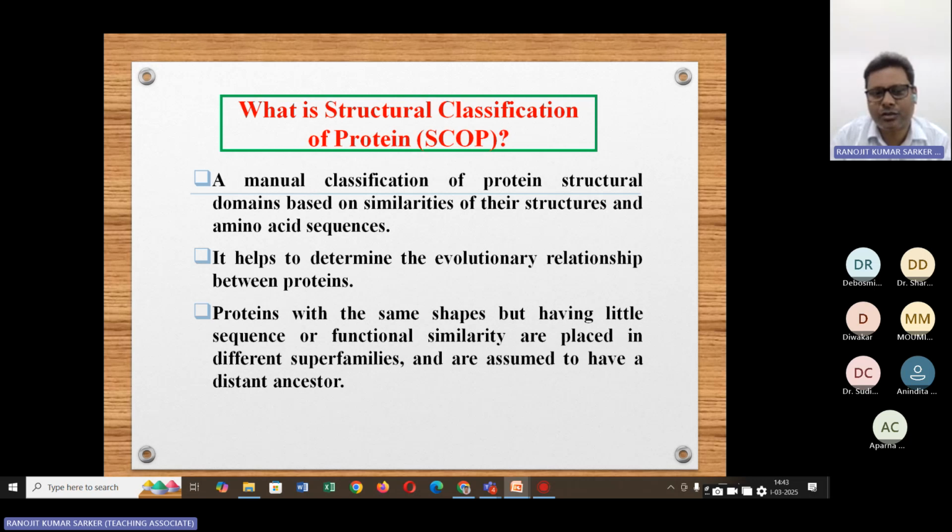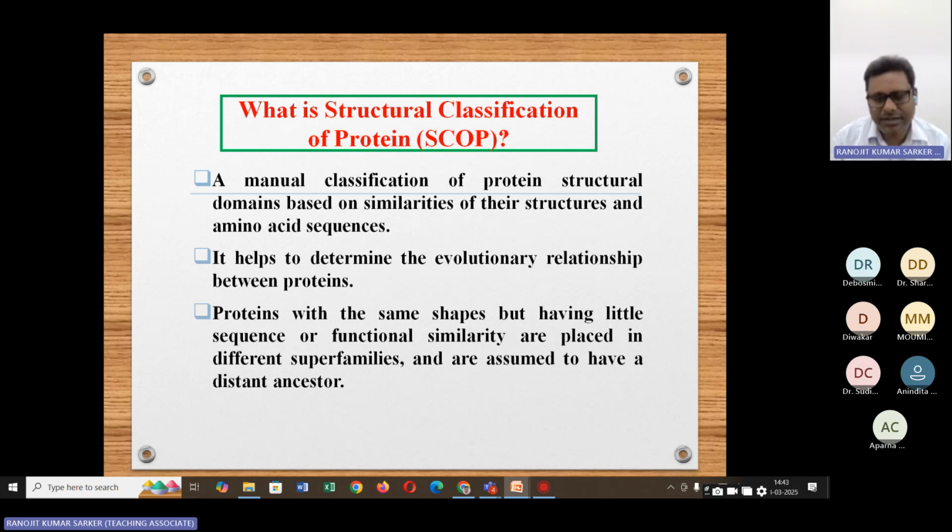So there will be families and superfamilies concept. We will just go through it. Just hold on. First we are trying to understand what SCOP is all about, what we are going to learn in SCOP. That is the first few points we are discussing now. So again, we revise. SCOP is the manual classification of protein structural domains, right? And this classification is based on the similarity in 2D and 3D structures as well.